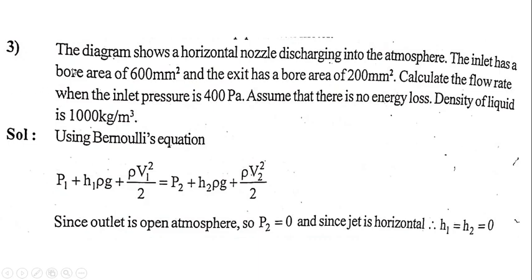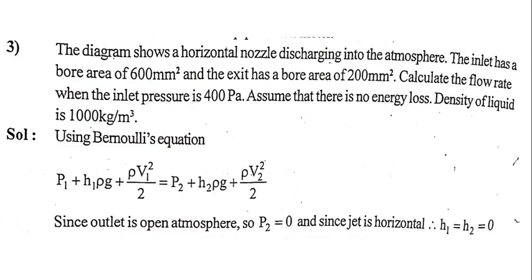Now see, the diagram shows a horizontal nozzle discharging into the atmosphere. The inlet has a bore area of 600 mm square and the exit has a bore area of 200 mm square. Calculate the flow rate when the inlet pressure is 400 Pa. Assume that there is no energy loss. Density of liquid is 1000 kg per meter cube.